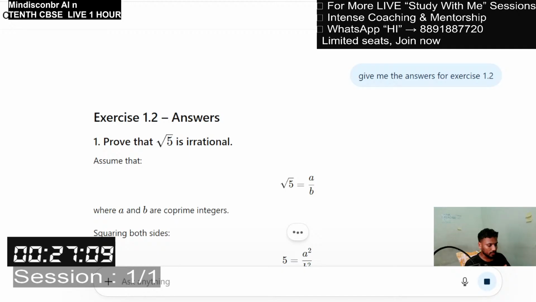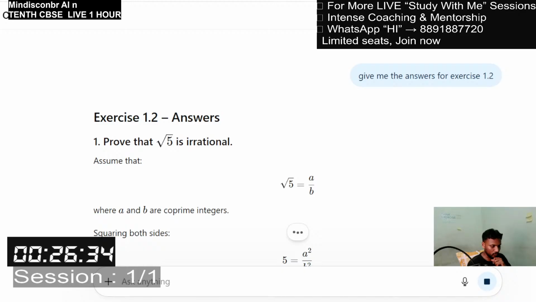For example, in the test it's given as a by b, so we can write root 3 is equal to a by b, where b is not equal to 0 and a and b are integers. Also a and b are co-prime, that is, they do not have a factor other than 1. Thus we can find integers a and b, b not equal to 0, such that root 3 is equal to a by b. Suppose a and b have a common factor other than 1, then we can divide by the common factor and assume that a and b are co-prime.